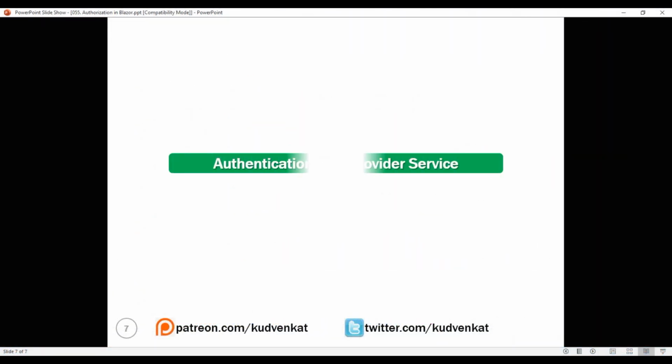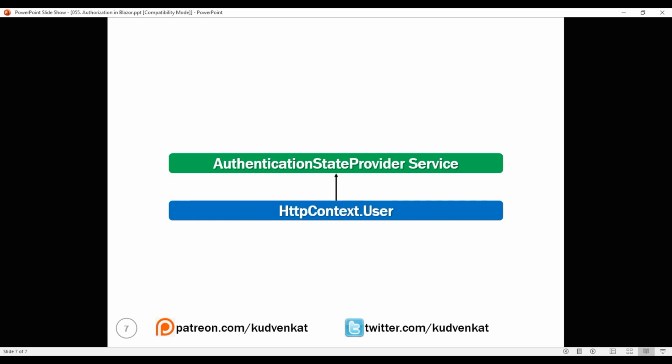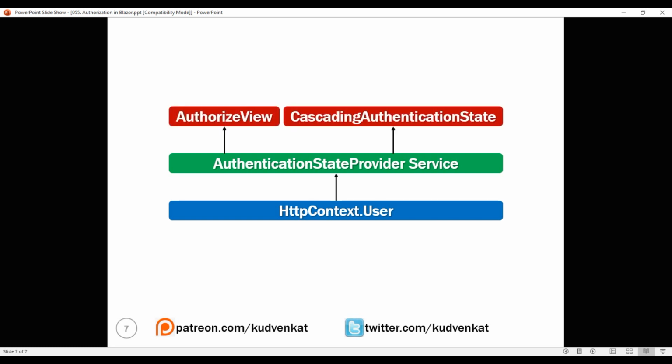Blazor has a built-in service called Authentication State Provider service. This service obtains authentication state data from ASP.NET Core's HttpContext.User object. So this is how authentication state integrates with existing ASP.NET Core authentication mechanisms. It is this service that is used by both these Blazor components, Authorize View and Cascading Authentication State. So where needed, use these components and not the authentication state provider service directly.